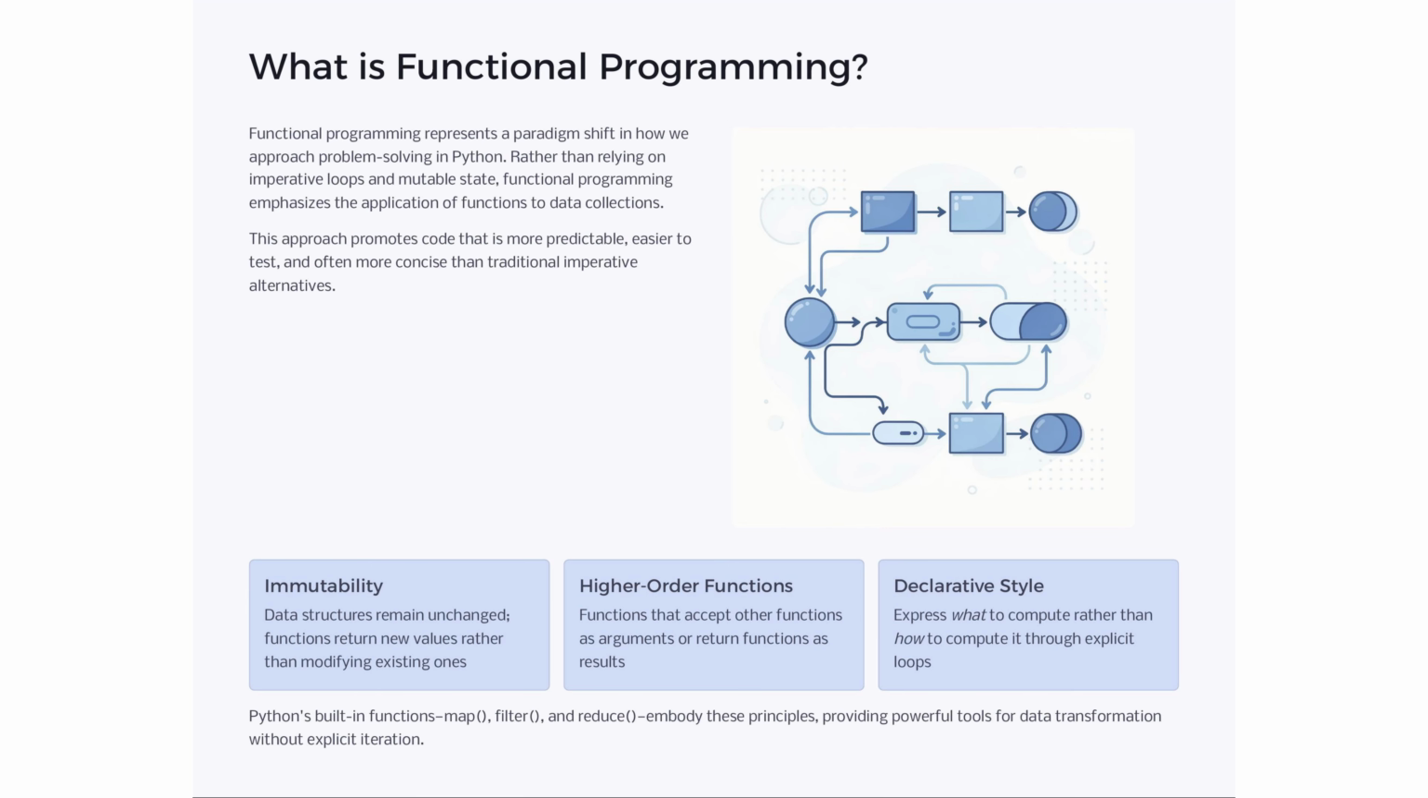Functional programming in Python shifts focus from imperative loops to function application on data collections. It emphasizes immutability, where data structures remain unchanged, and higher-order functions, which accept or return other functions. This declarative style, embodied by map, filter, and reduce, allows for concise, predictable, and testable code without explicit iteration.